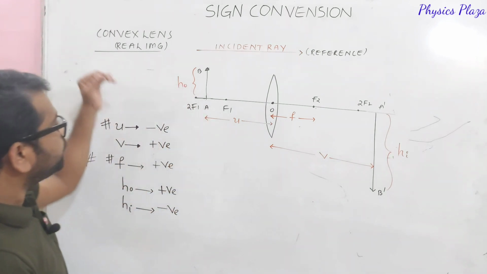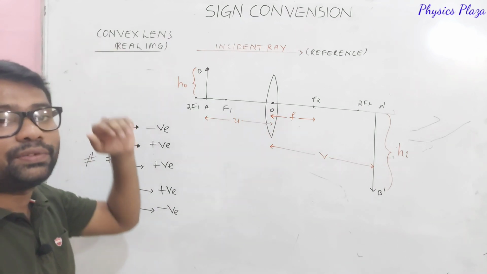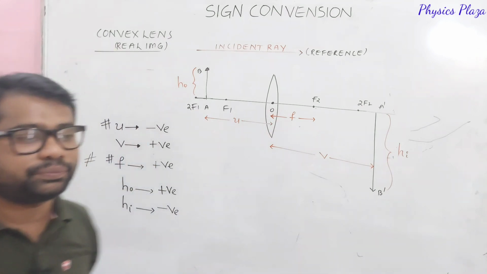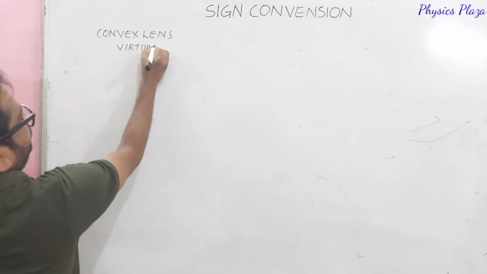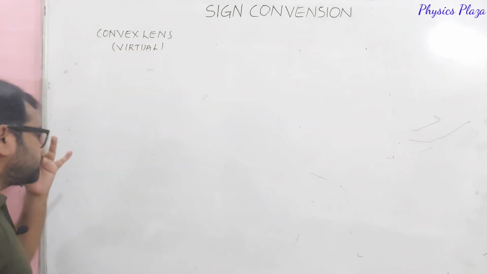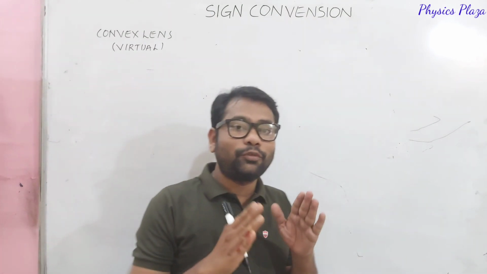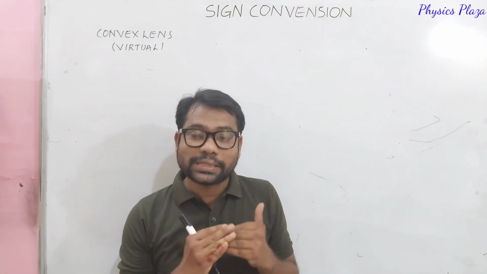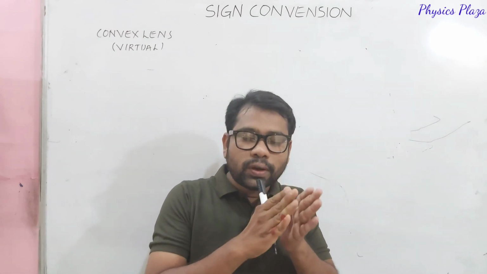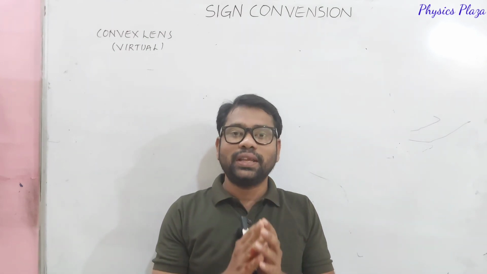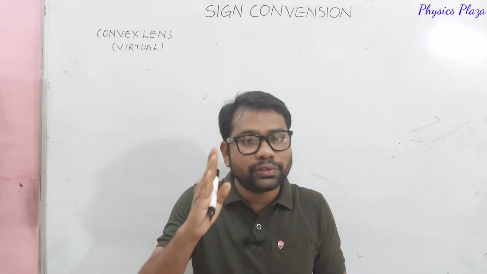Now we will see for a convex lens virtual image case, how the sign convention rules are going to be. So, convex lens virtual image. It's a virtual image case. Children, in which case does a convex lens form a virtual image? As we already discussed, the sixth case, that is when the object is placed between focus and optic center. In that case only, the convex lens forms a virtual image.